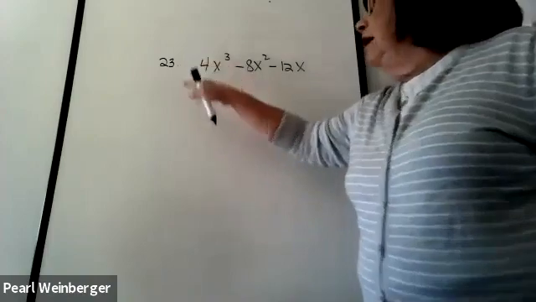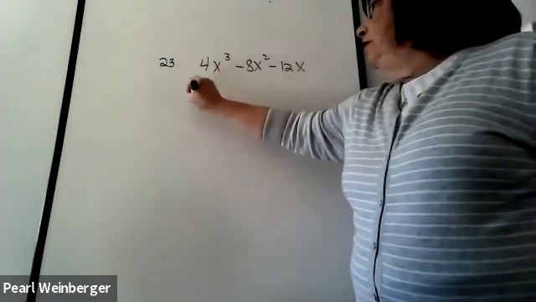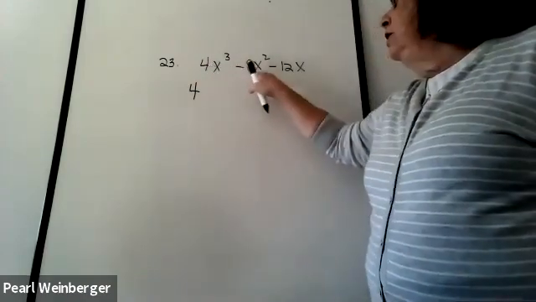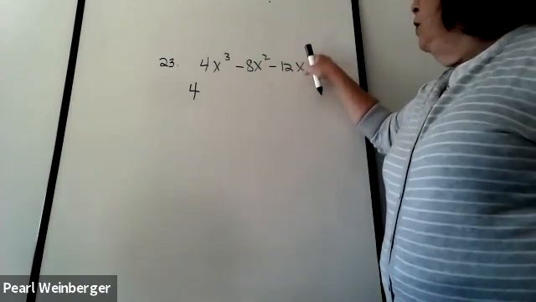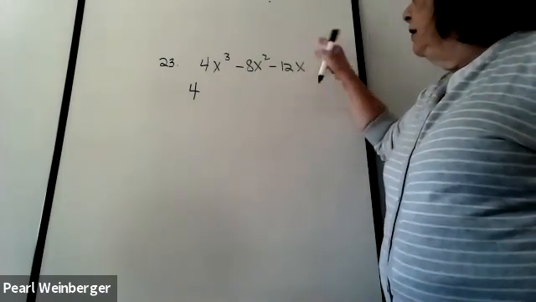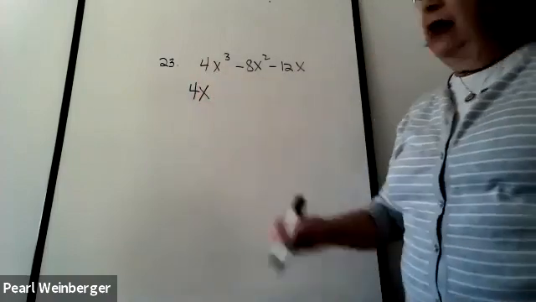And there is a common factor. 4, 8, and 12 all have a common factor of 4. Also, each of the terms happens to have an x in it. And the lowest exponent I have is the plain x, the x to the 1. So my common factor is 4x.